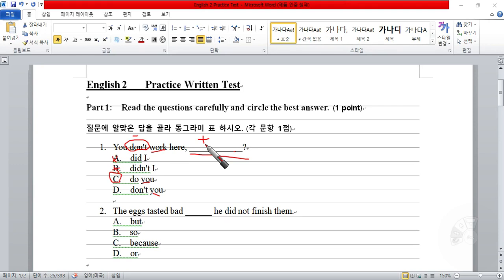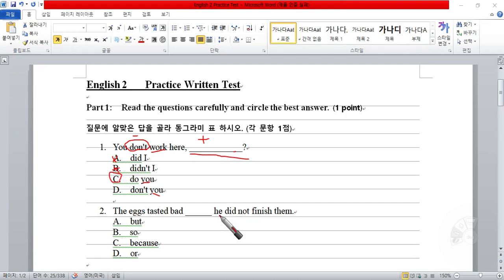Now, if you didn't know that, you can go through your textbook. You can pause the lecture and go to your textbook and check out the unit on tags, and that should be easy enough to find.